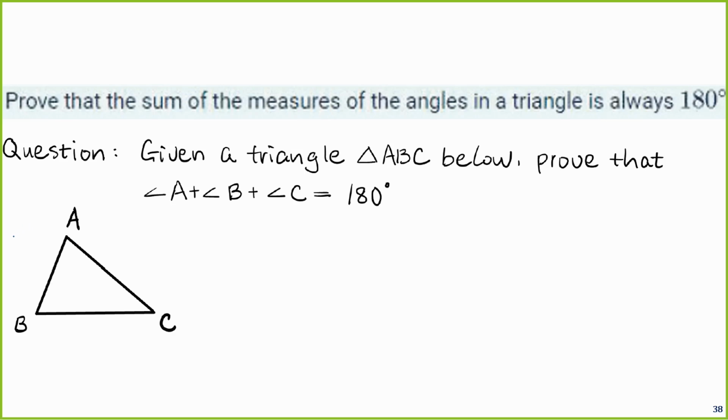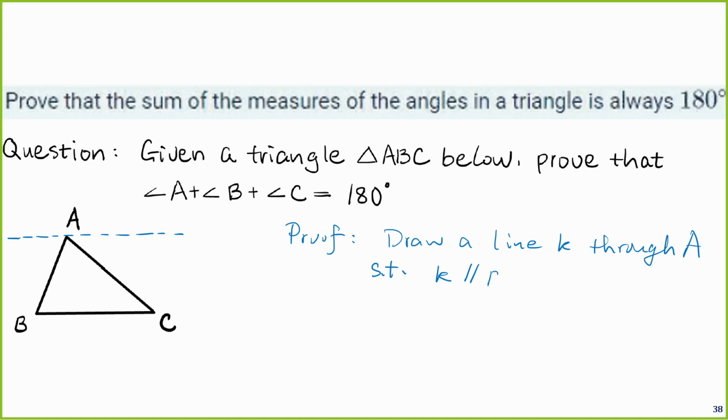For example, you can draw a line here, right? So if you draw a line, let's say it's line K, through point A, such that K is parallel to line segment BC, then we have alpha, let's say alpha is here, beta is here, so alpha equals angle B, right? Angle B is here, and beta equals angle C, angle C is here.